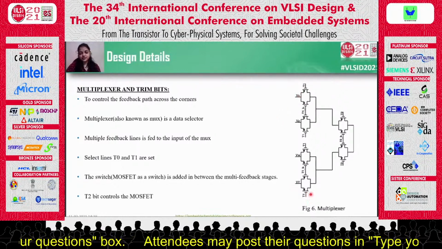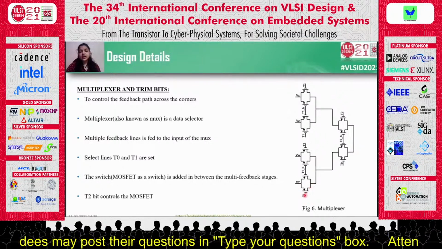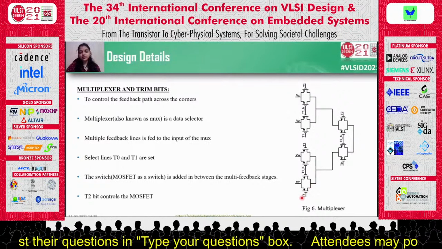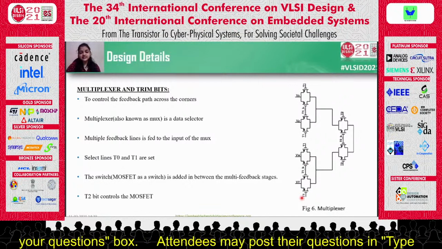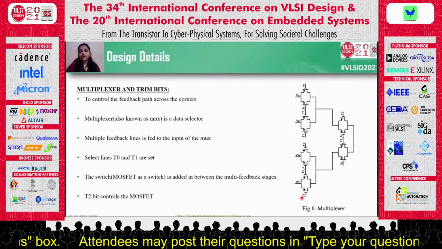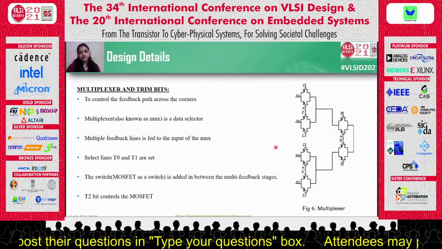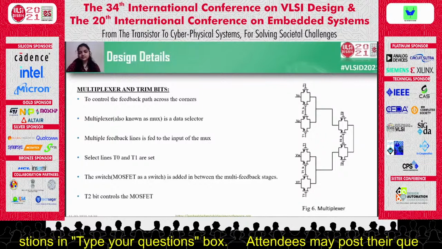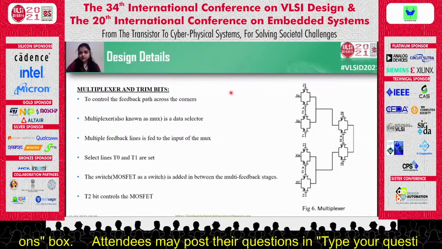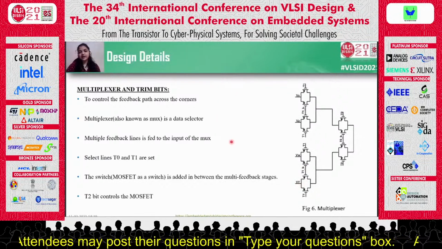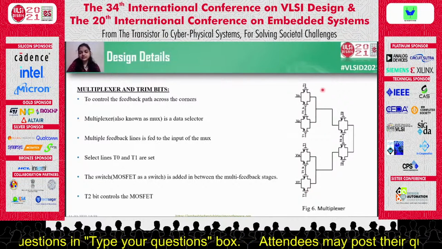The select lines are used here as trim bits, that is T1 and T0. Apart from T0 and T1, there is one more bit which is controlling the MOSFET in between the stages. This MOSFET acts as a switch. This is added in order to eliminate the delay of the other stages when they are not in a closed loop at a particular process corner. Here, Vx, Vz, Vw, Vy show the different multi-feedback lines of the stacked inverter chain at different process corners.